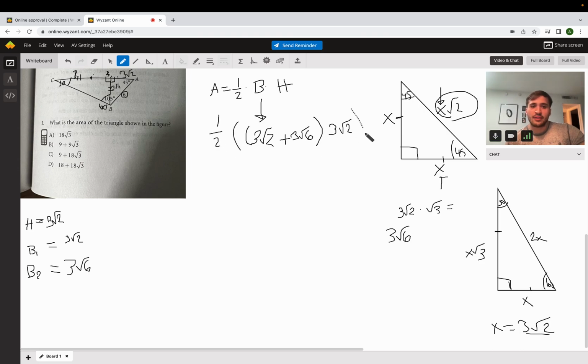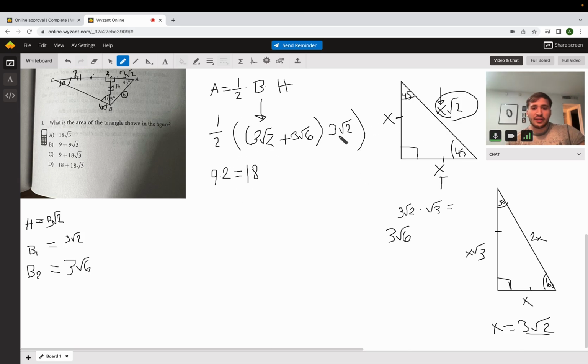So let's go ahead and compute this first. So what is 3 radical 2 times 3 radical 2? So 3 times 3 is 9. Radical 2 times radical 2 is radical 4, which simplifies to 2. So 9 times 2 is equal to 18. So for now, we're going to leave this as 18.